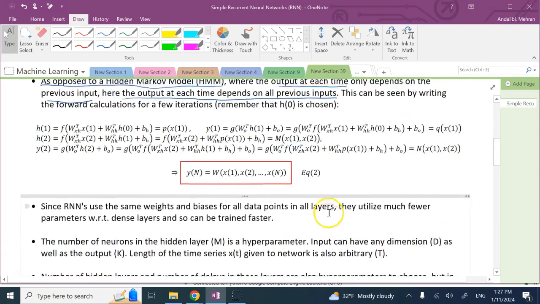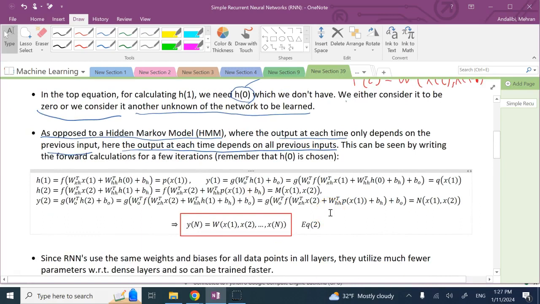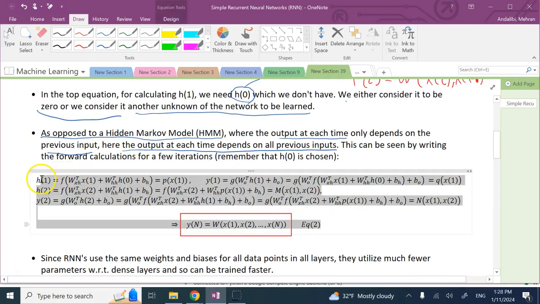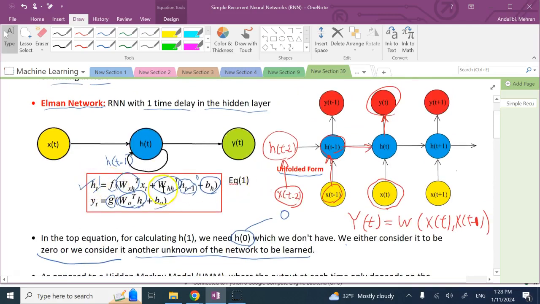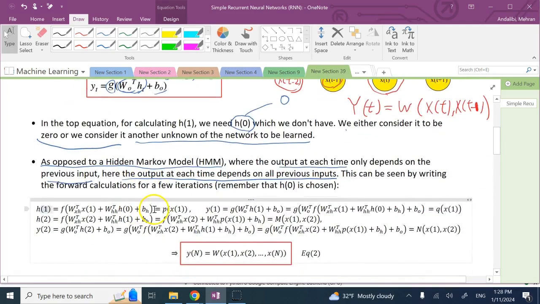Okay, now going forward, one of the things I want to show you is an expansion of this network for 2 steps. Here I calculated h of 1 based on this formula, based on h of 0 and x of 1. Since h of 0 is a given number, h1 is just a function of x1. y1 is a function of h1, and h1 was a function of x1, so y1 is only going to be a function of x1 also.